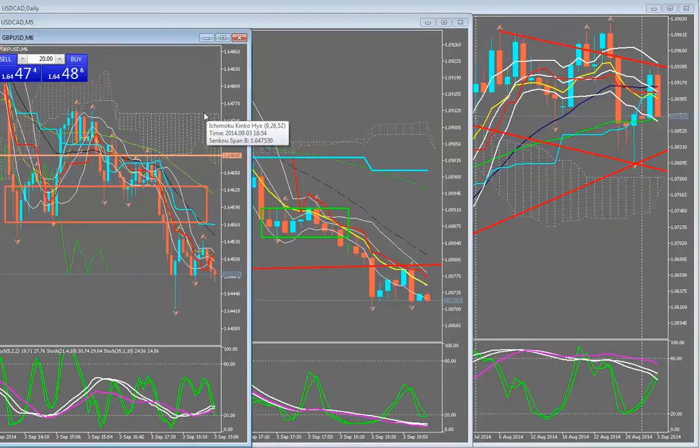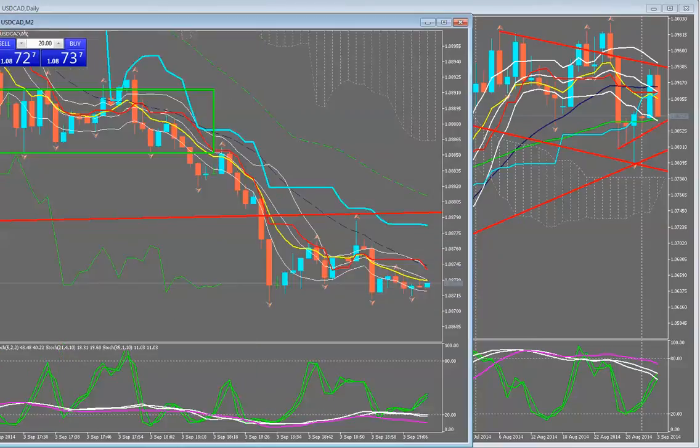Okay, I just closed out the pound for 21 pips for a 1 to 3 return. It's time for me to close out this trade as well, so I closed it out for 15 pips, and that gives me a 1 to 2.